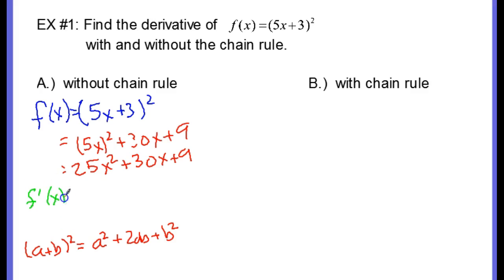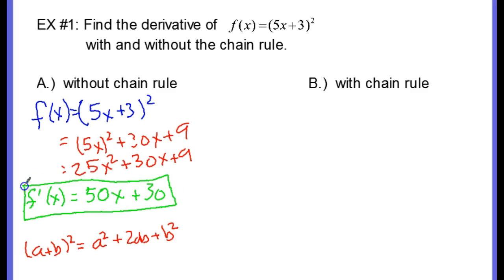Now, all that remains is to take the derivative using the power rule, and we will do this to each term in our polynomial. So f prime of x becomes power times base down 1. 2 times 25 is 50x, plus 1 times 30 is 30, times x to the 0 is just 1, so I have 30, plus 0 because the derivative of a constant is 0. And so here is my f prime of x: 50x plus 30.